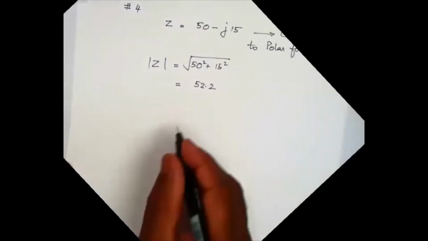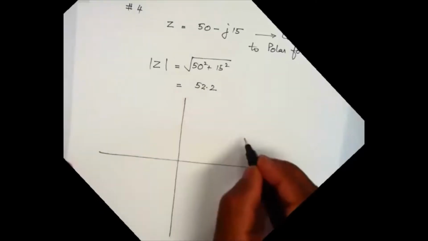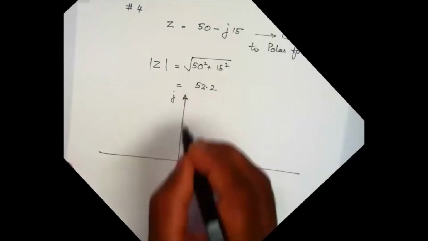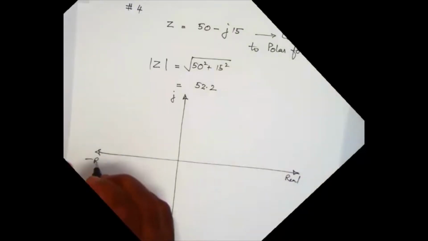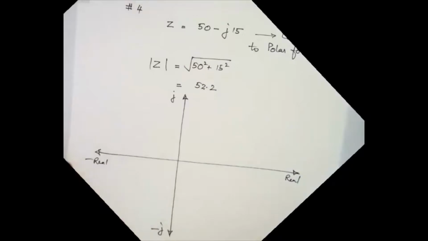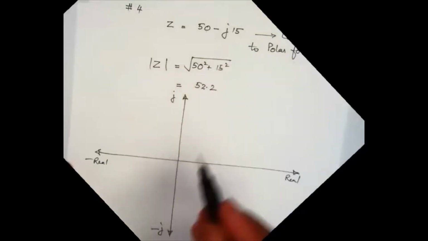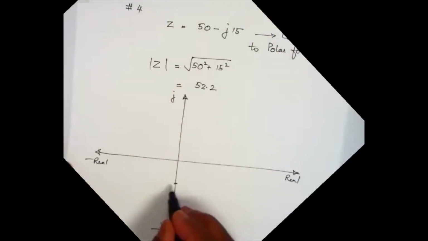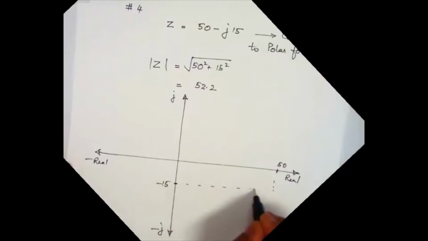And let's find out in which quadrant the vector lies. So you know that's positive j, that's negative j, and that's the positive real axis, and that's the negative real axis. And you can see this 50 is positive and the imaginary part is negative. So the imaginary part will be somewhere there, say minus 15, and this one is positive, say 50. So our number will be somewhere there.